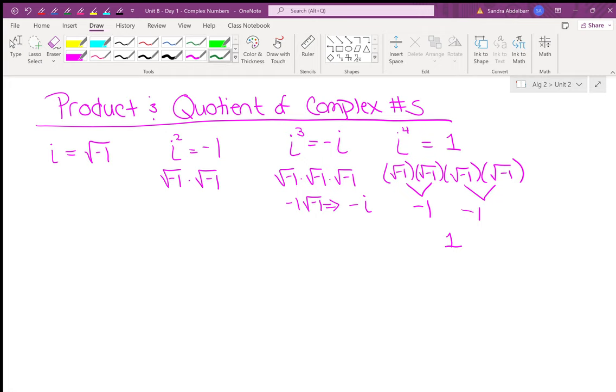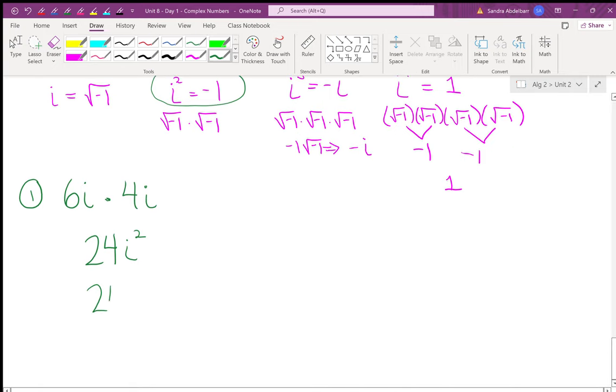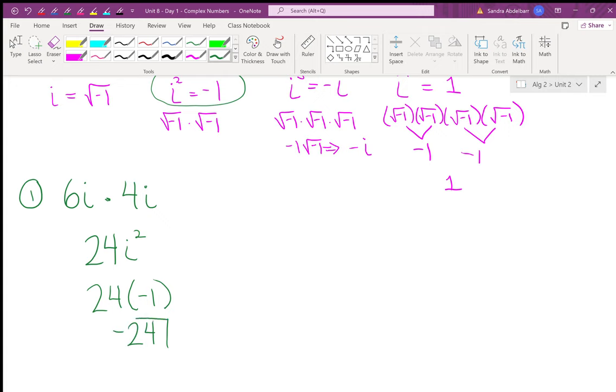All right, so now let's do some problems. Let's say I have 6i times 4i. The rules for I are the same as the rules for variables. So we're going to multiply our coefficients. 6 times 4 is 24, but you also multiply your variables. I times I is I squared. But what do we need to memorize? That I squared is really negative 1. So then this is 24 times negative 1, which is negative 24.